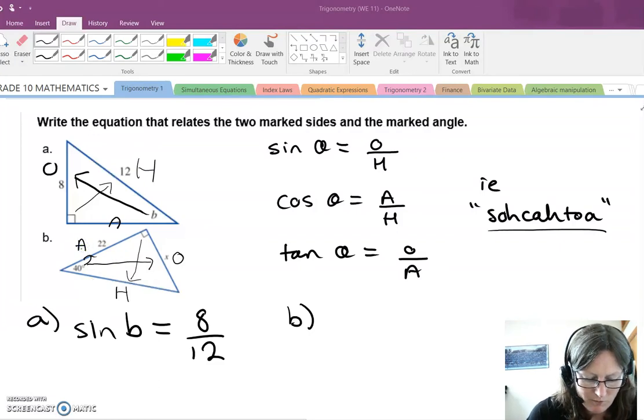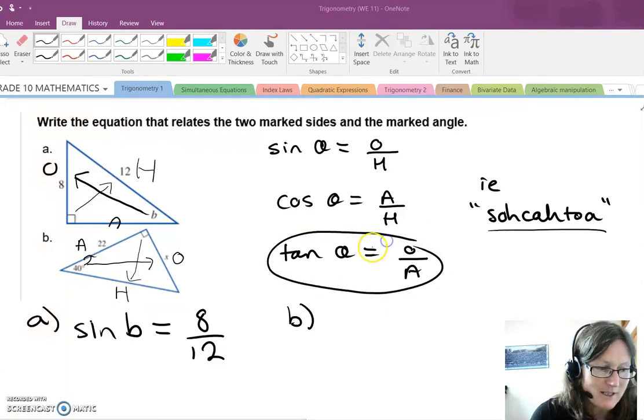So let's look at what we've got. We have got information about the opposite and the adjacent. We have no information about the hypotenuse. So we've got opposite and adjacent. Looking at our ratios, that would be tan.